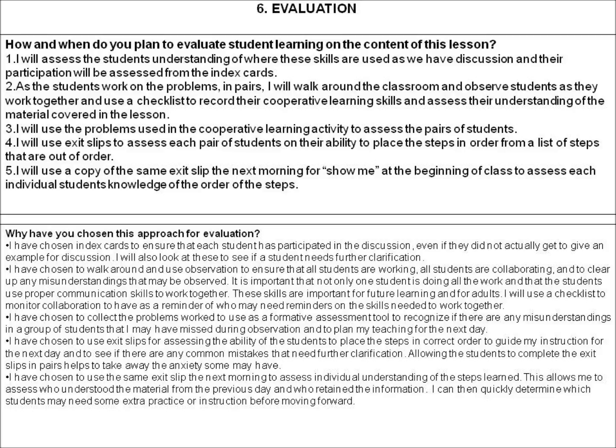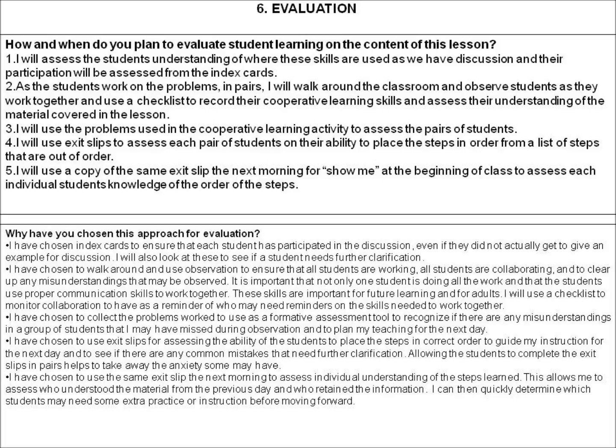I have chosen to collect the problems worked to use as a formative assessment tool to recognize if there are any misunderstandings in a group of students that I may have missed during observation, and to plan my teaching for the next day. I have chosen to use exit slips for assessing the ability of the students to place the steps in the correct order to guide my instruction for the next day, and to see if there are any common mistakes that need further clarification.